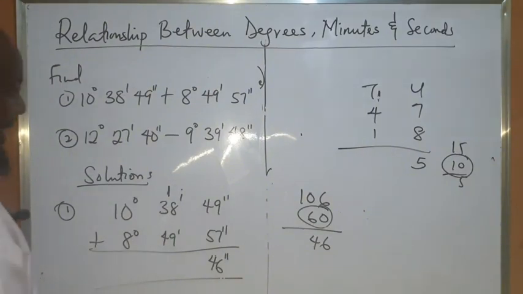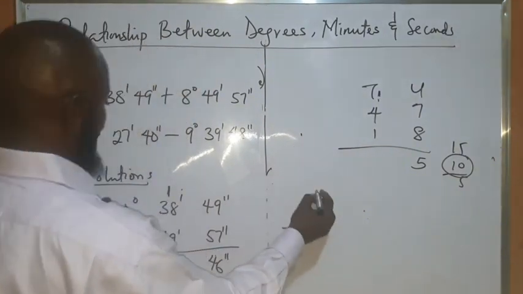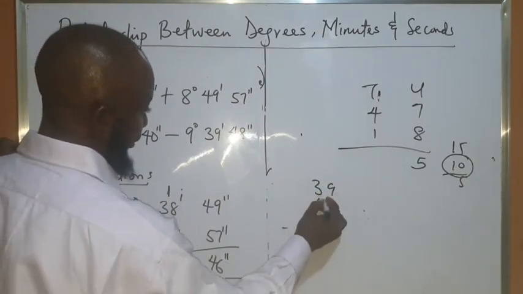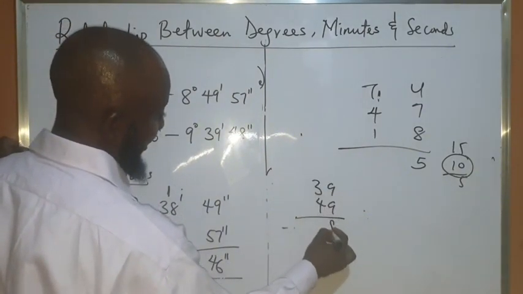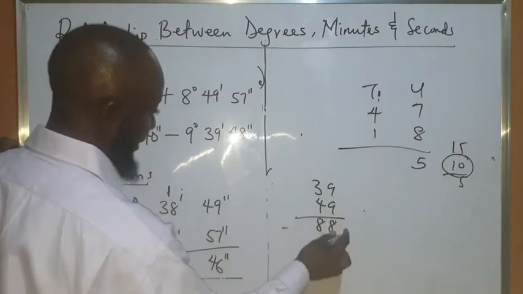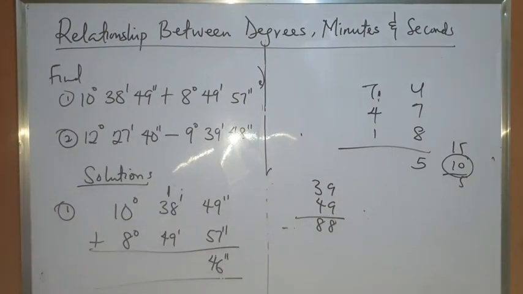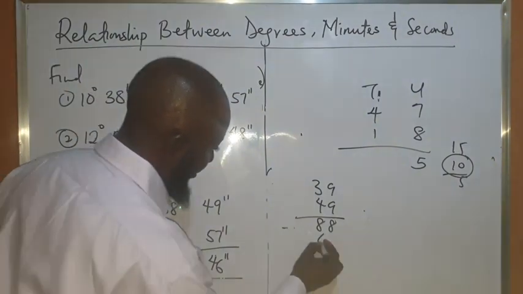So we add this together again as well. That is going to be 1 plus 38, that gives 39. 39 plus 49 gives 88. You notice that this 88 is more than 60 minutes. So in that case, let's subtract 60 minutes from it.